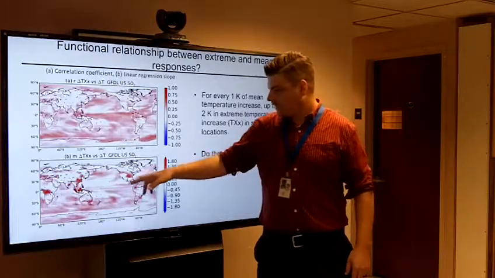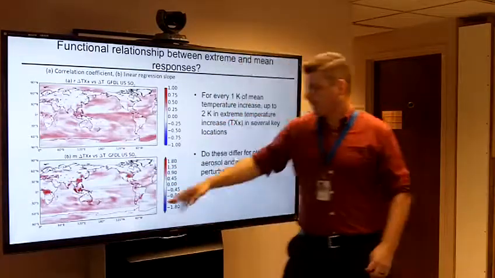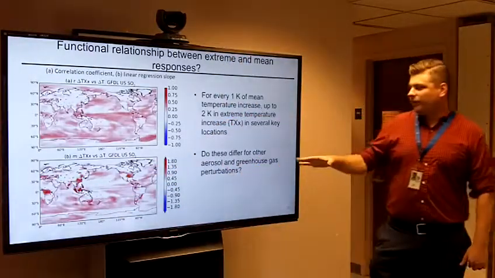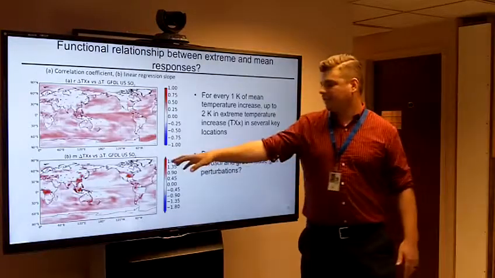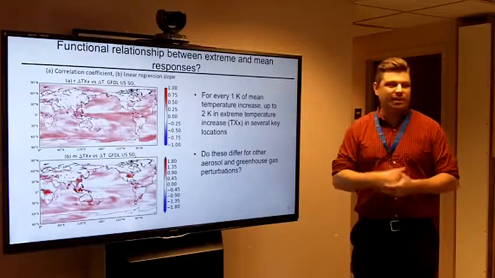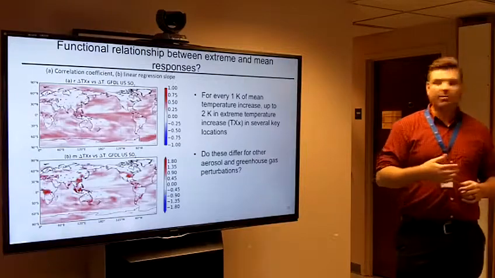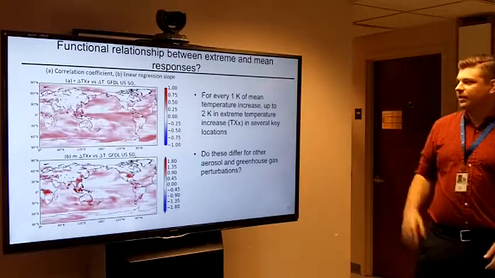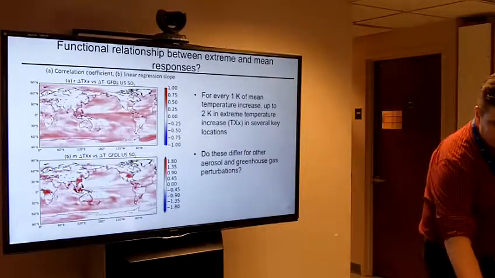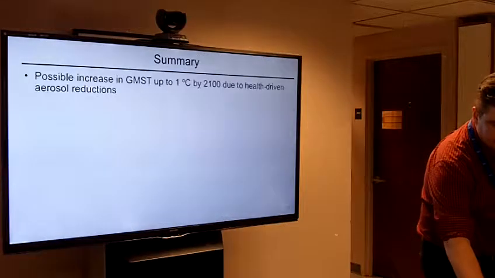So Eastern US, Central Africa, Indonesia, China, parts of India, you have almost a value of 2, or getting close to 2 up here, meaning that for every 1 Kelvin or 1 degree Celsius of mean temperature increase, there could be up to a 2 degrees Celsius extreme temperature increase in several key locations. I had a few more results on extremes that are not all that surprising, so maybe I'll just go to my summary.